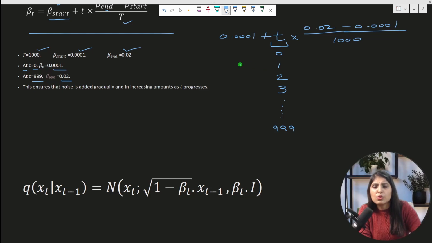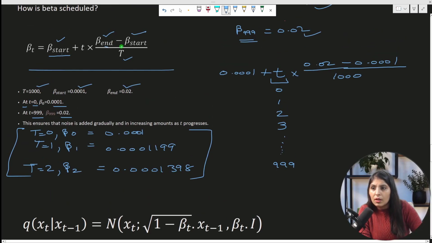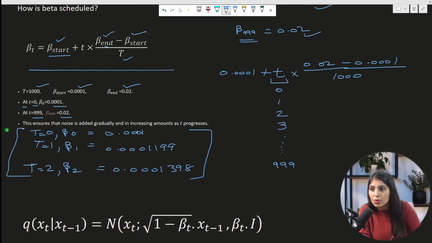So I have solved this. Let me write those values for you. Here you can see I've mentioned these values. Now you can see here, by applying this formula, I'm getting the value of beta for each time step, and here I'm just showing you time step 0, time step 1 and time step 2.